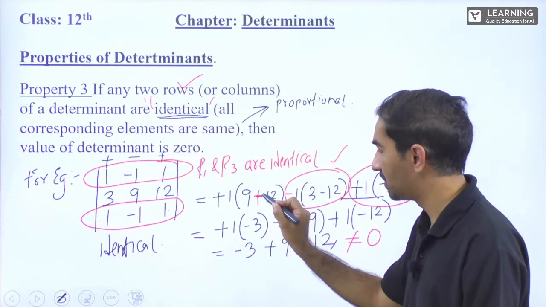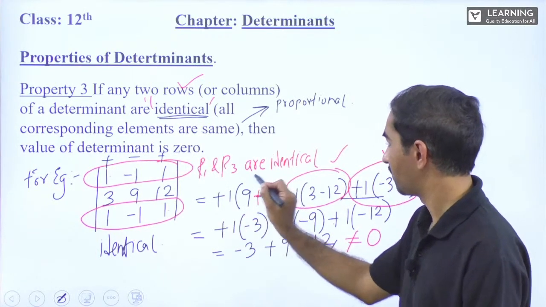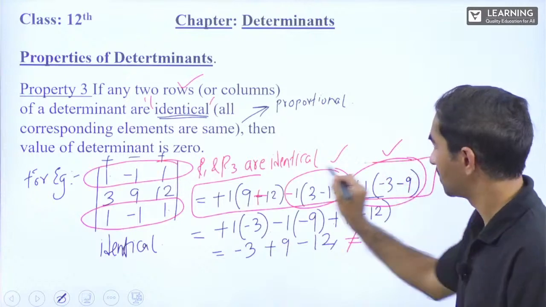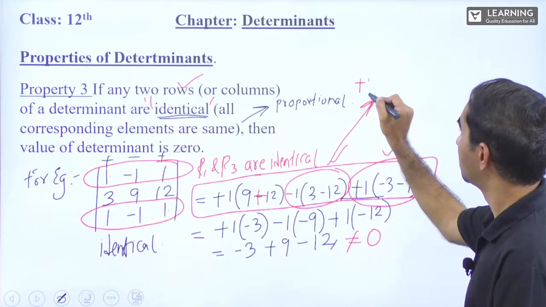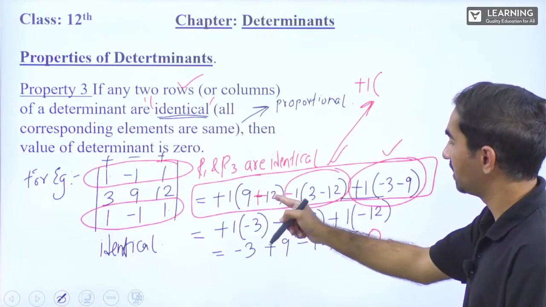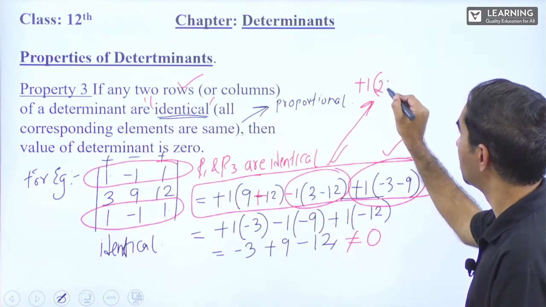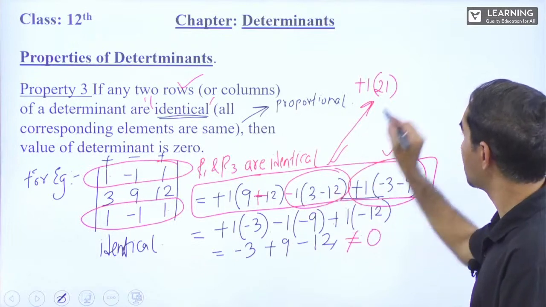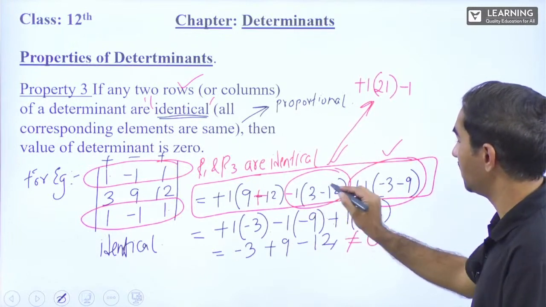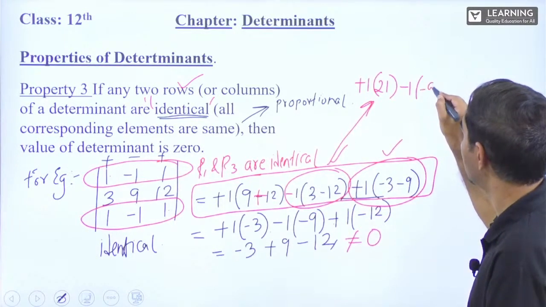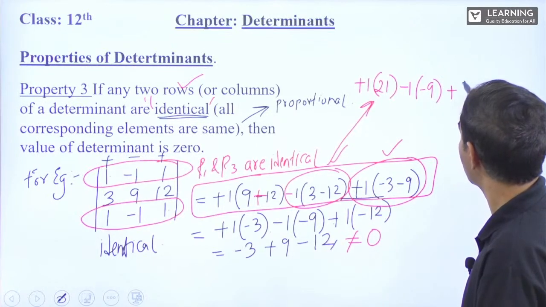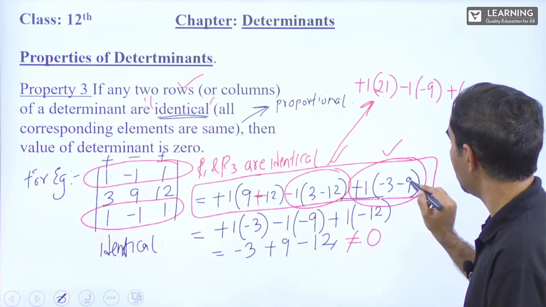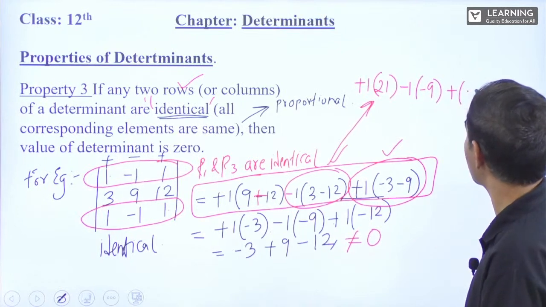So it is actually plus. So we will again evaluate this here. So see this. Plus 1 into plus 9 plus 12. That is nothing but 21. So minus 1 as it is. 3 minus 12 is minus 9. And plus 1 of minus 3 minus 9 is minus 2.